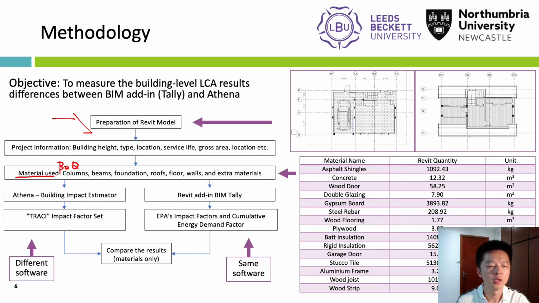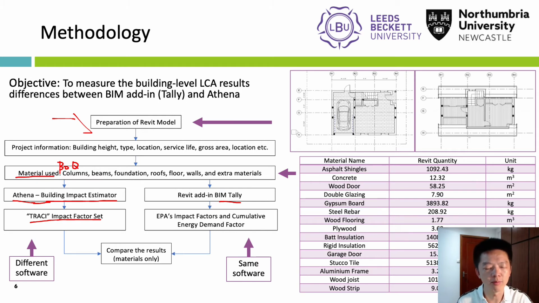Once we have BOQs, we can do a lot of things. Tally is an add-in from BIM, so you don't need to specifically get the quantity from BIM. You just need to do an add-in calculation, called Tally, and then you can use EPA's impact factors and cumulative energy demand factor to calculate the impact. On the other hand, for Athena, you can use the Impact Estimator for Buildings. Then you do need to get a material list, and then conduct the impact assessment through the Athena software on Windows, and we use the TRACI impact factor set.